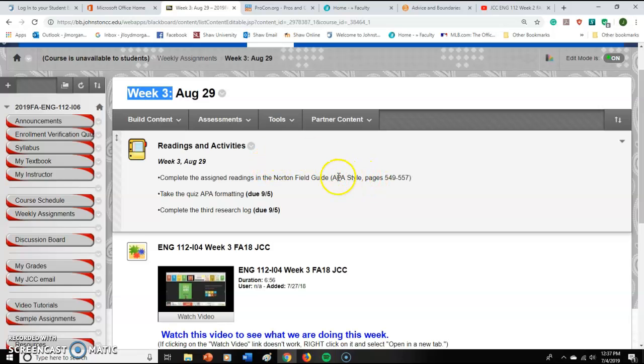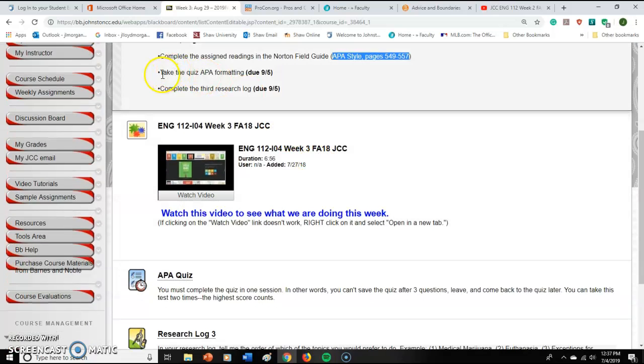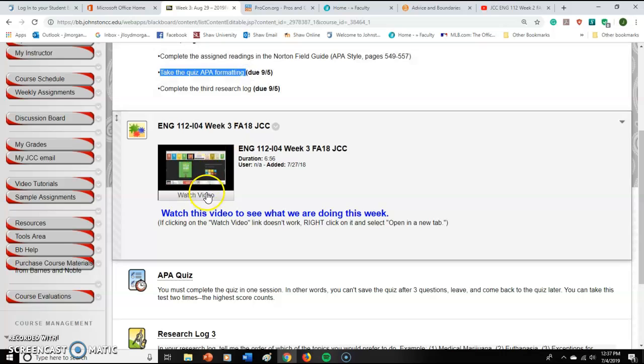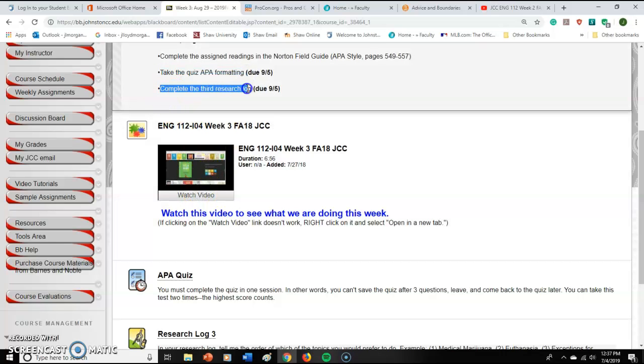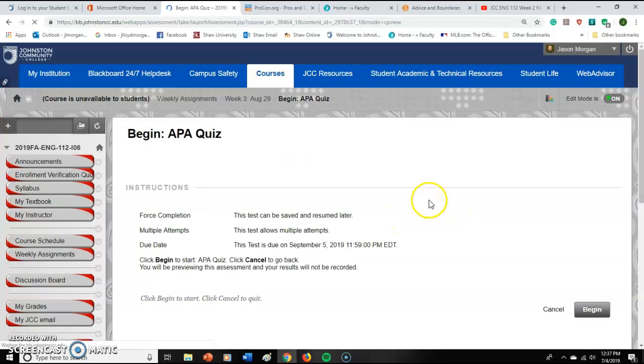So this week, again, this is not necessarily reading you have to read like a novel, but these are the style guides for APA, which are found in your textbook. You have two things. You have a quiz on APA formatting, and then you get to complete the third research log. The quiz on APA formatting is right here. You just click on here and take the test. You can take it up to 2 times.